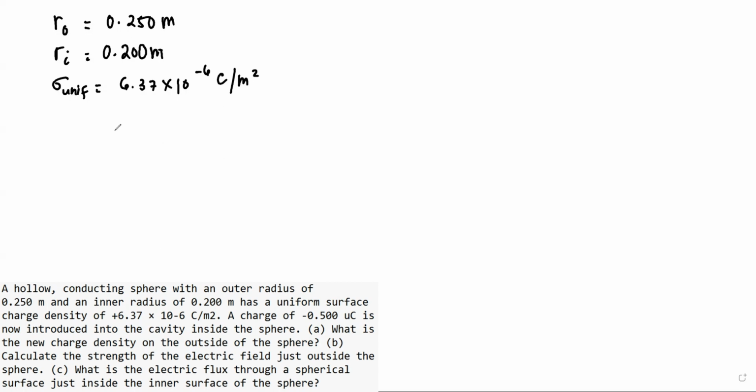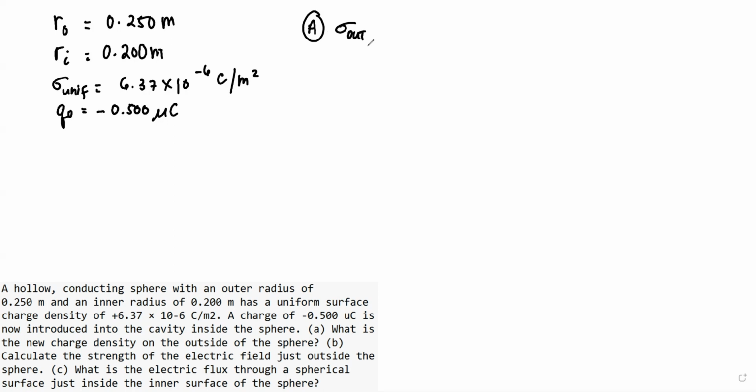Now a charge. I would like to use Q naught because this is the charge that we just introduced. That is negative 0.5 microcoulomb, now introduced into the cavity inside the sphere. So let's see it. Letter A, what's the new charge density on the outside of the sphere? So we're looking for the outside of the sphere. This is the new one. Okay, let's focus on this first.